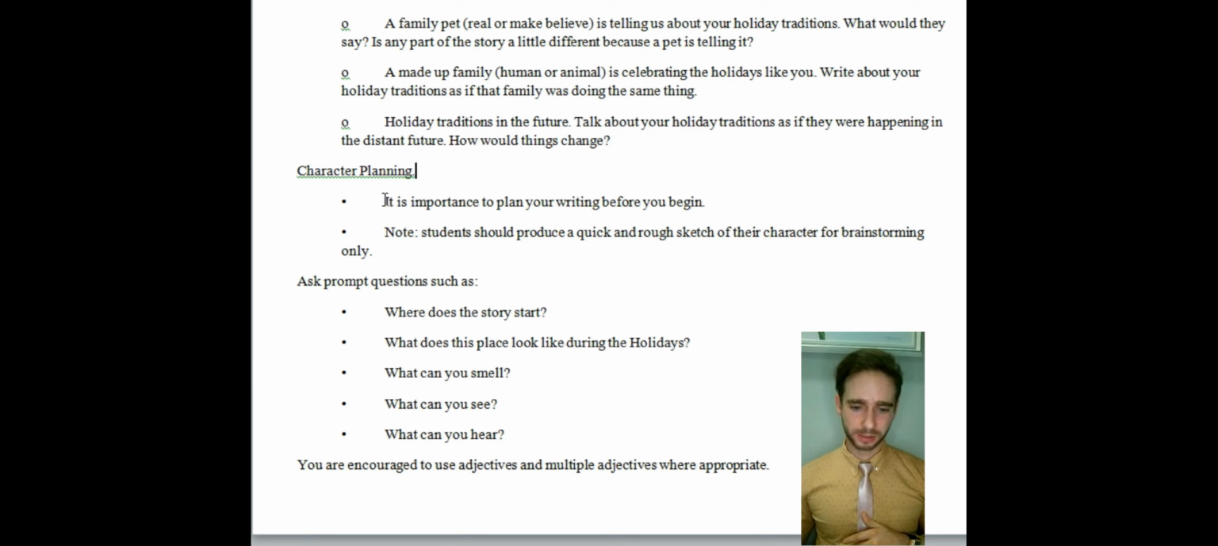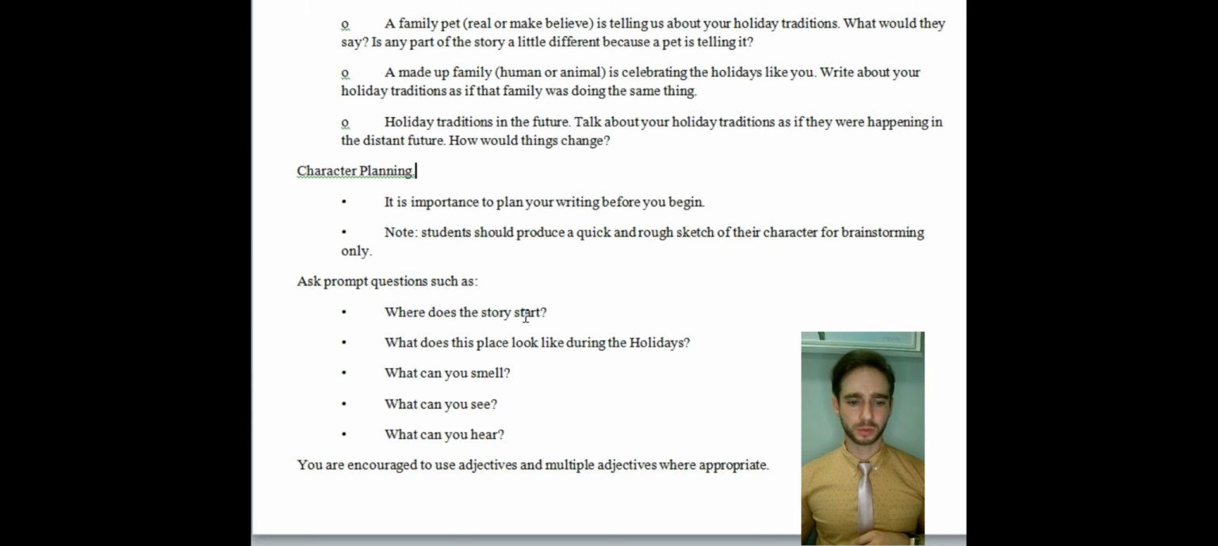All right, so just to lastly point out, when planning your character, it is important to plan your writing before you begin. Remember the structure, and note that you students should produce a quick and rough sketch of your character for brainstorming. All right, so that's just a side note, just to bring down some ideas when you're brainstorming about all the different possibilities that your character could be experiencing.